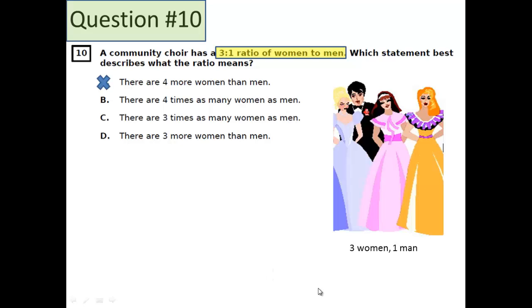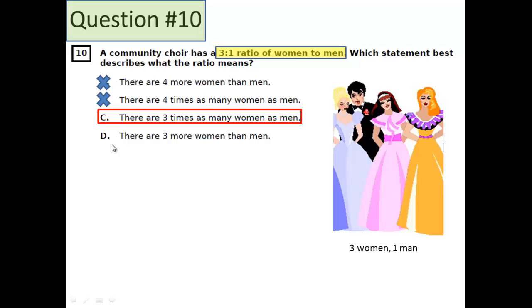There are 4 times as many women as men. No, there's not 4 times as many women as men. There's actually 3 times, which is why I think letter C is the correct answer. There are 3 times as many women as men, because there's 3, and 1 times 3 makes 3.